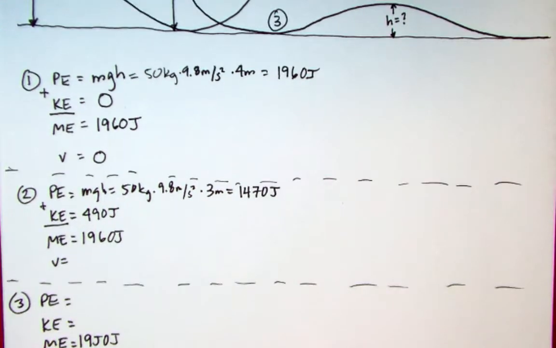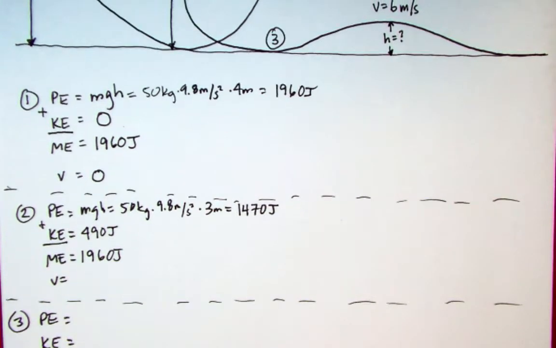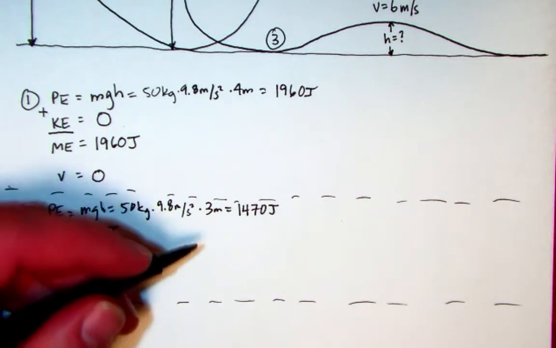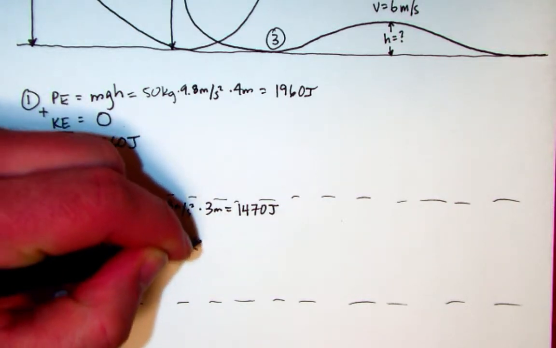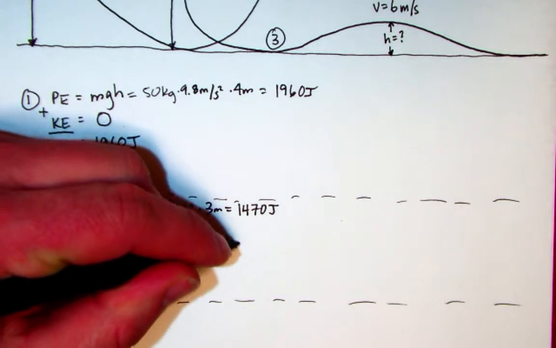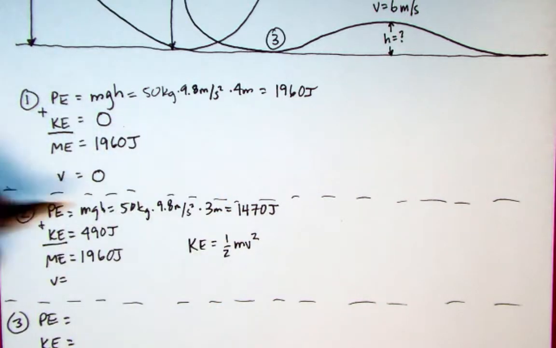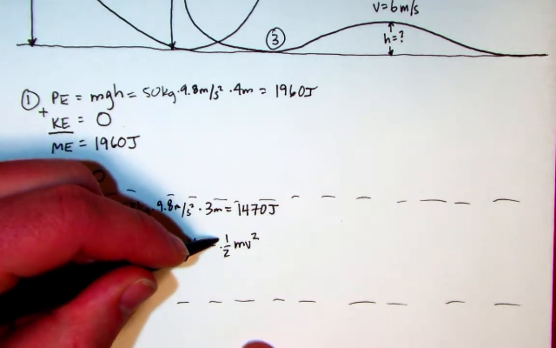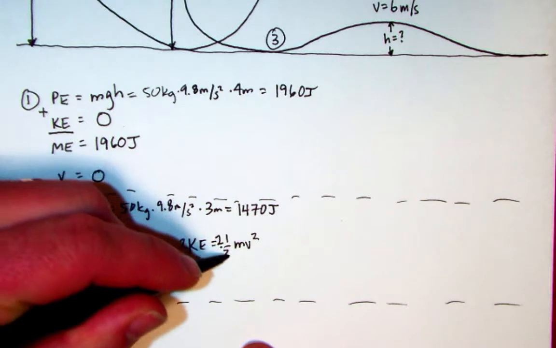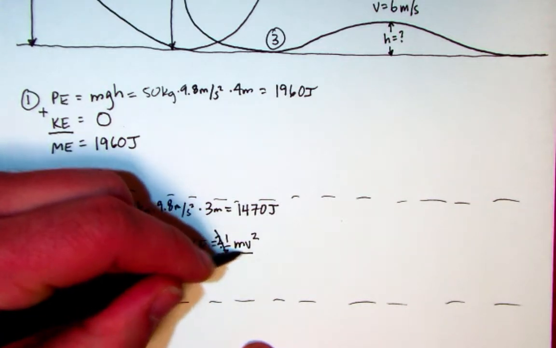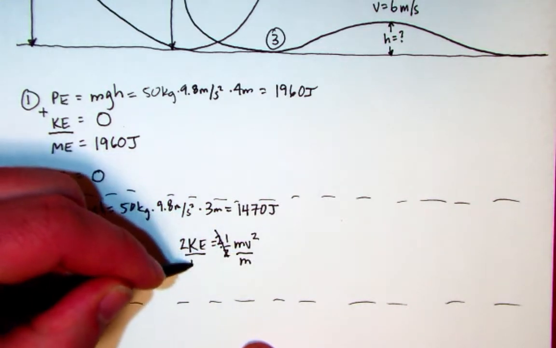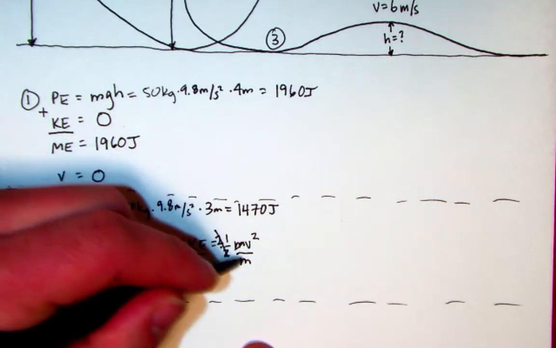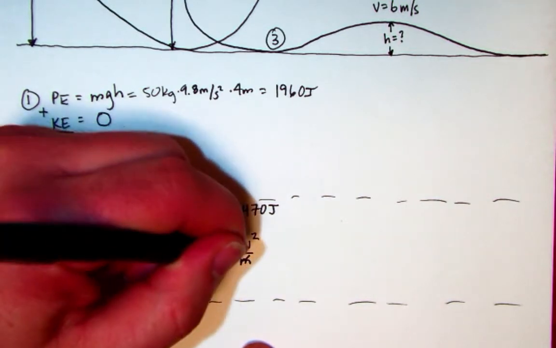Now the last thing I want to find is how fast is it going? Well, the energy equation that I have for velocity is the kinetic energy equation. And it looks like this. I've got KE equals 1/2 mv squared. There's that v I want. So I'm going to get that by itself by multiplying both sides by 2 and dividing both sides by m, and then taking the square root of both sides.